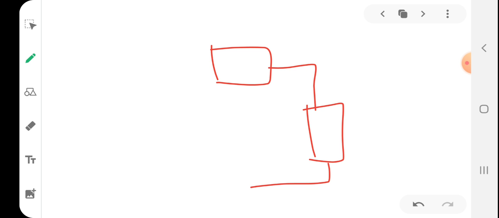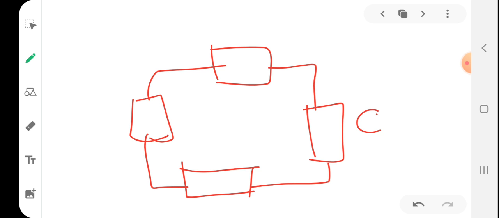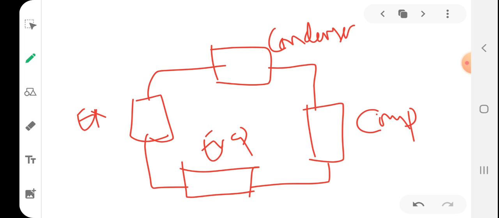So you know that there are four basic components in a refrigeration system, right? Four basic components. So if this is the compressor, then this is the condenser, evaporator, expansion valve, right? So students, you have learned that the hot gas coming out of the compressor will be of high pressure, and it will be cooled here. It will be condensed here in the condenser, right?